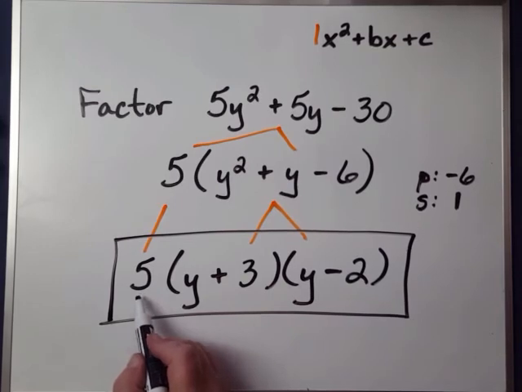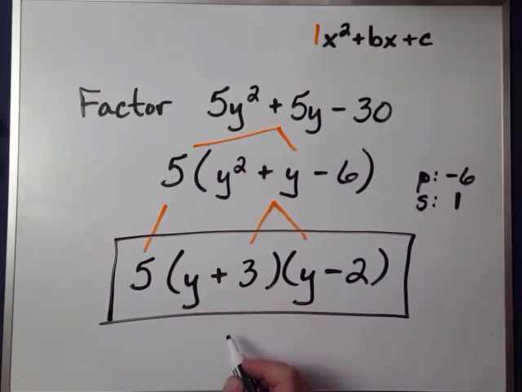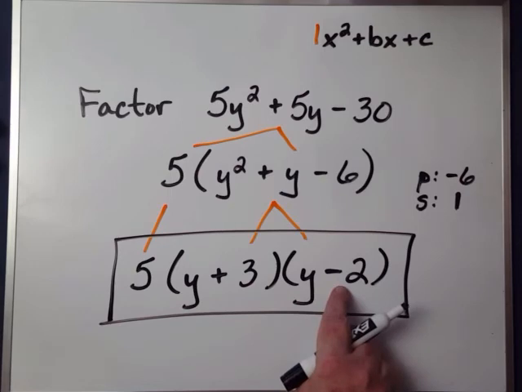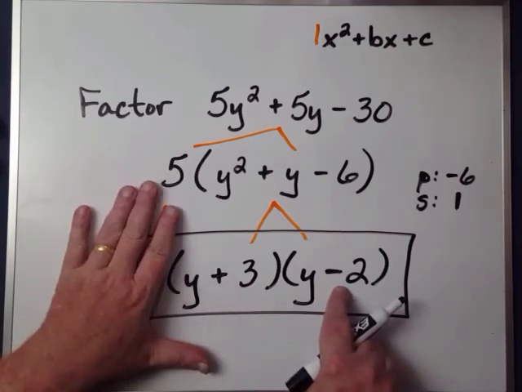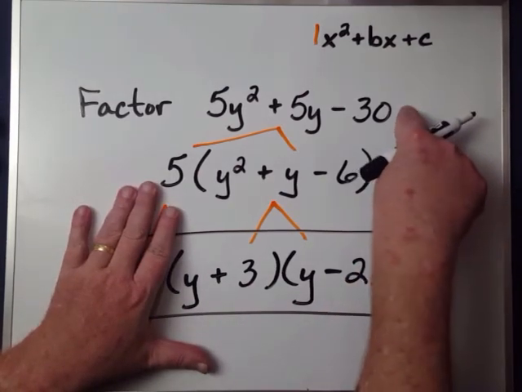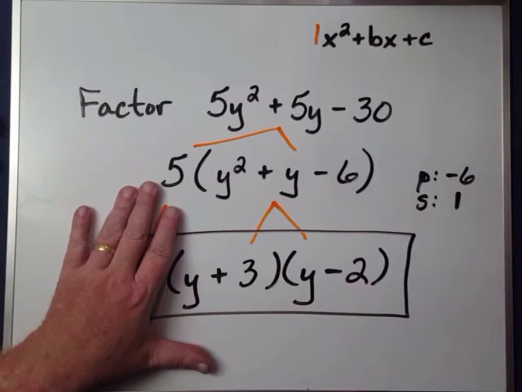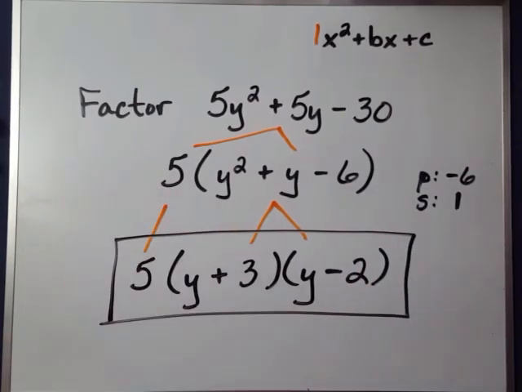If you drop that 5, I'm going to have to count it wrong, because what you would then have would not multiply back together by itself to give me this original trinomial that we were factoring. So don't forget that greatest common factor.